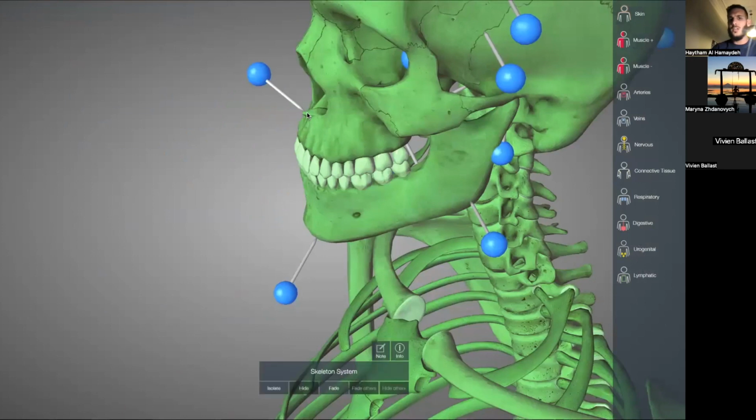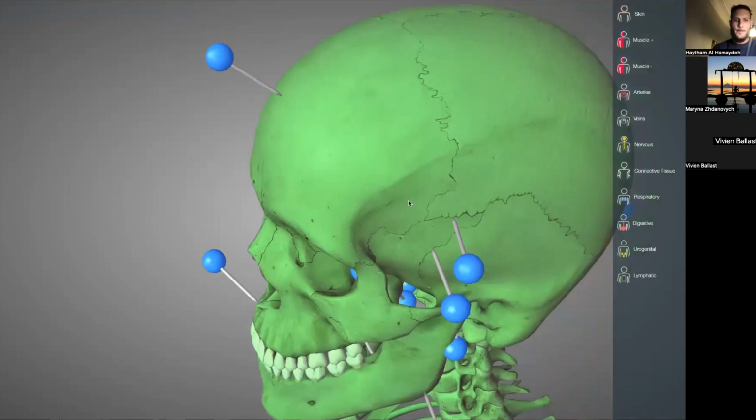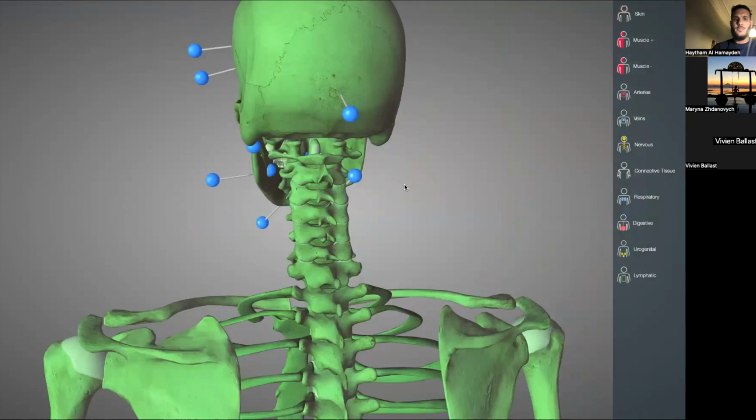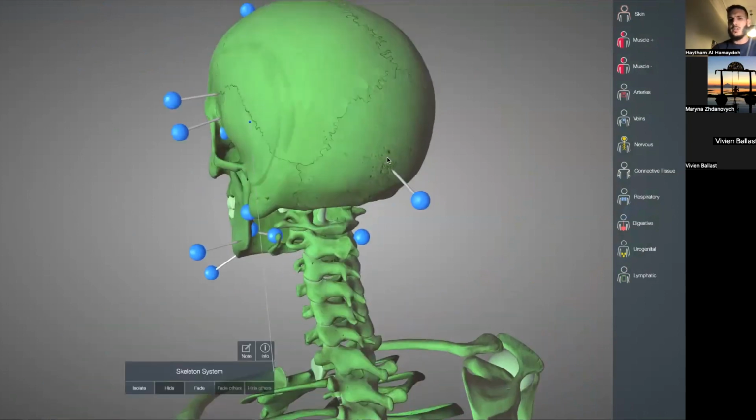Now the next one is, yes, here. Right here, that's the anterior nasal spine. The anterior nasal spine. And one after is the squamous part of the frontal bone. Squamous part of the frontal bone. Here, that's the one after it. Squamous part of the occipital bone.